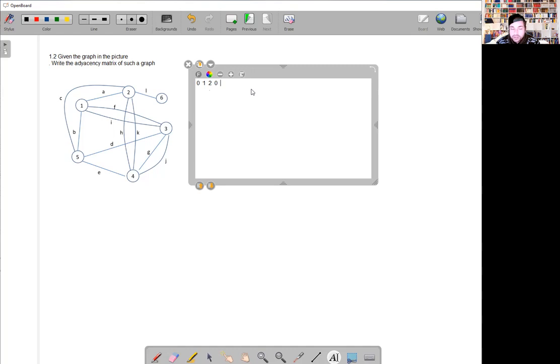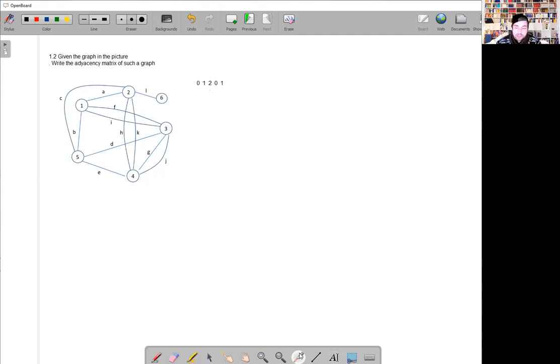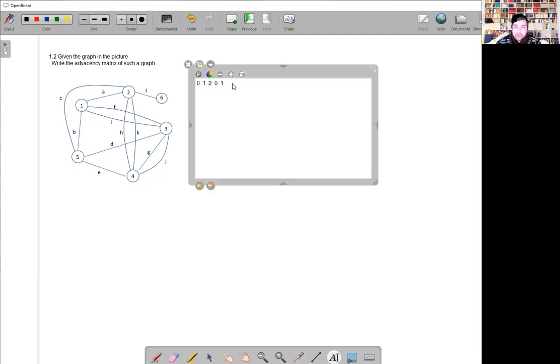In the fifth position, we have the links from 1 to 5. And we have 1 link, which is called B, from 1 to 5. And finally, in the last position on the first row, we have the links from 1 to 6, right? And we don't have any direct link from 1 to 6. So this is 0. Once we have reviewed all nodes, we pass to the second row.